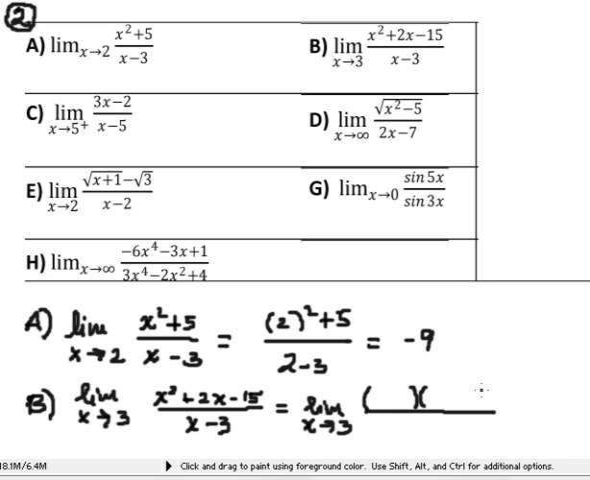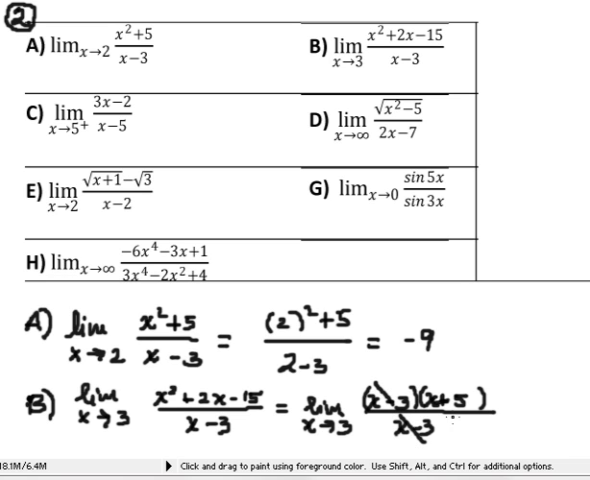Let's see if the numerator factors, and hopefully we're hoping for a factor of x minus 3 in the numerator. So here we have x squared plus 2x minus 15, and this factors as x minus 3 times x plus 5. Let's just check that. Minus 3 times 5 is minus 15. Now for the middle term of 2x, we check minus 3x plus 5x is equal to 2x. So this is the right factorization, and we do have a factor of x minus 3 in the numerator and denominator, so we can cross these off.